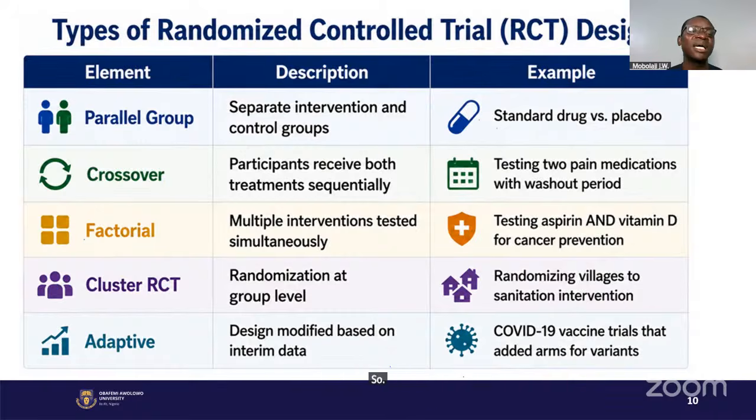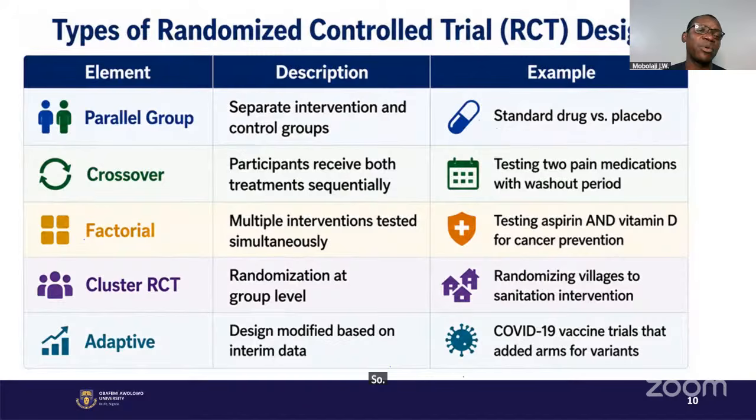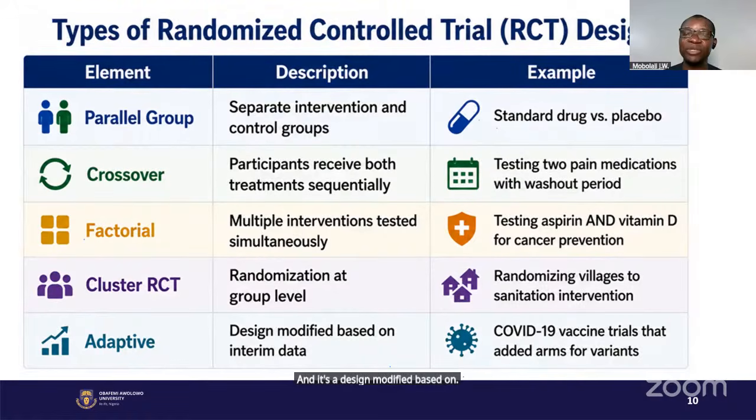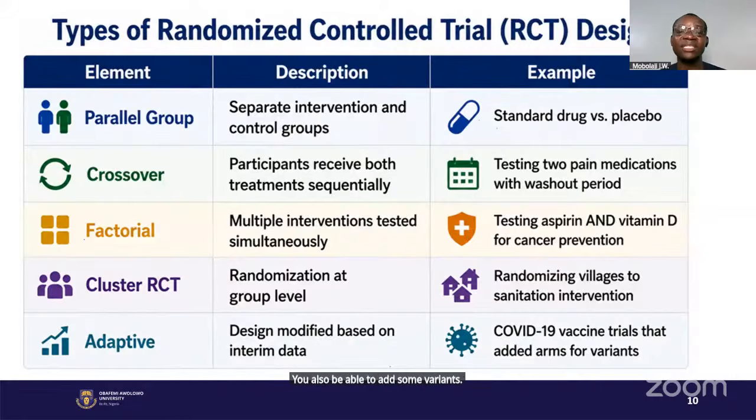And then cluster randomized control trial. This is a group level randomization, like randomizing a village or a community, when randomizing individuals will not be possible. And then we have the adaptive approach, a design modified based on interim data, and that's especially practicable in vaccine trials for COVID-19. Just to be able to add some variants along the line as the research is going on, you modify some approaches that you are using, or you modify the vaccine or the drug, whatever you are trying to test.